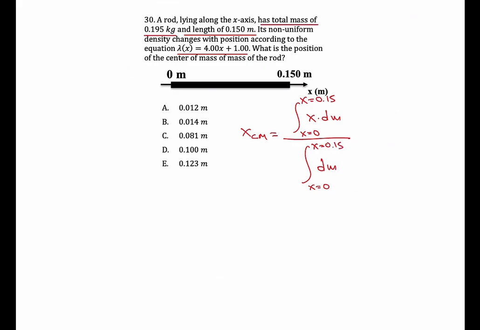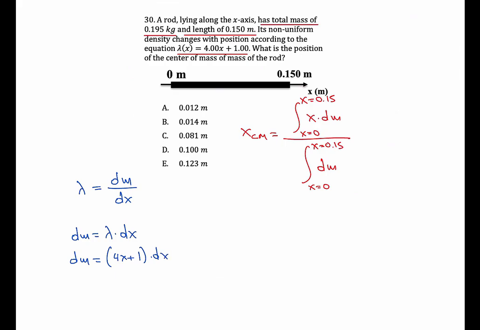Now, these two integrals create a little bit of trouble for us because the integrals have a variable m, but what we have as a variable is the distance x. So in order to overcome this problem, we say that this density is a linear density, so we can call it dm over dx, mass over length. And we solve for dm, so dm is lambda dx. So wherever we see dm, we can replace it with 4x plus 1 dx.